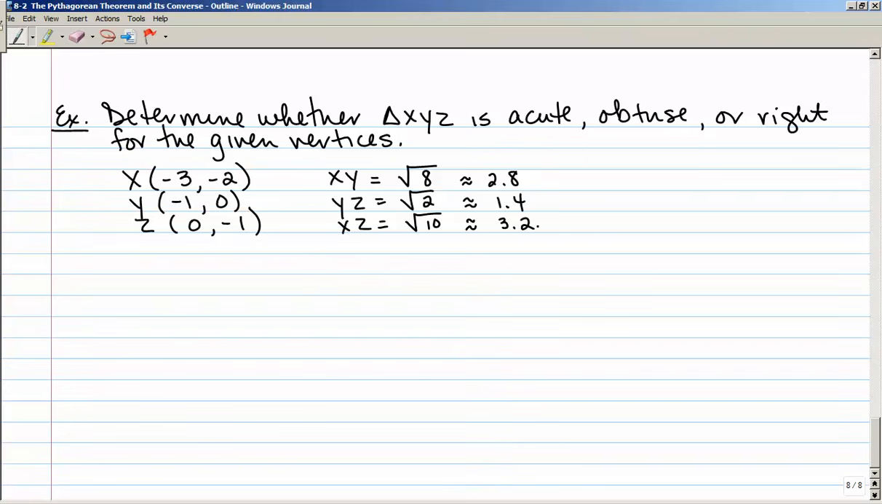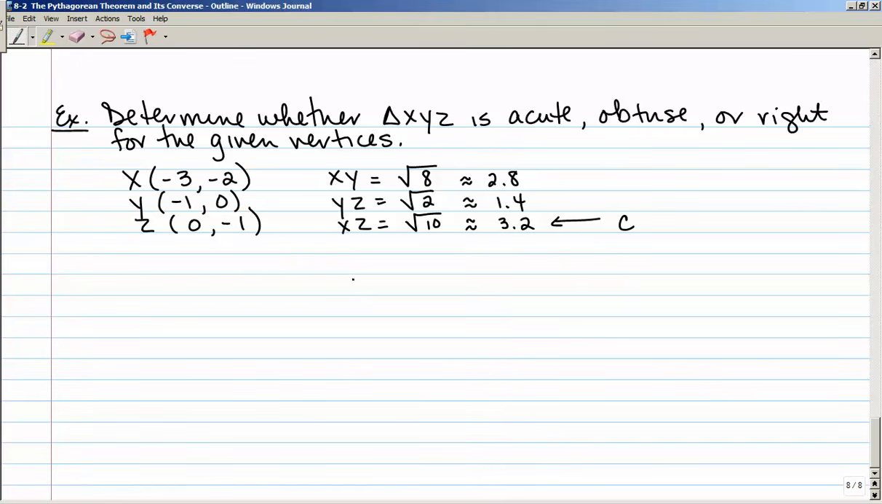Now normally I usually stick just to the square roots because those are exact and I like having exact numbers. But in case I had a combination of square roots and whole numbers, I turned these into decimal approximations so that I could determine which one is going to be the longest side. So this one here, XZ, has to be my C in the formula.